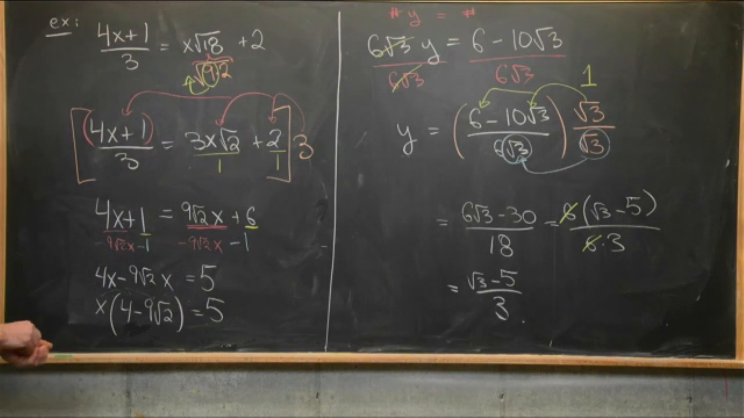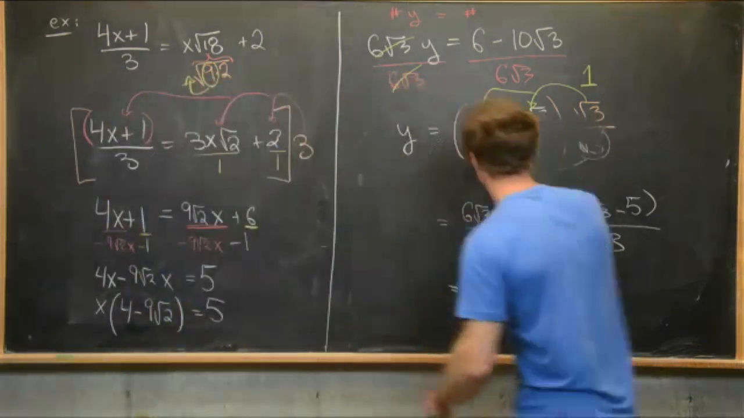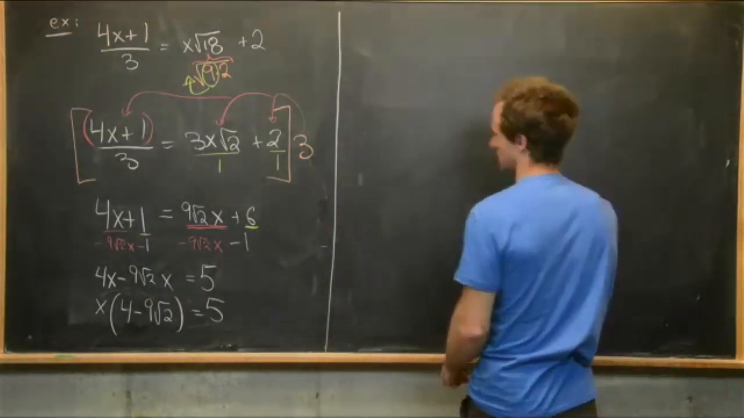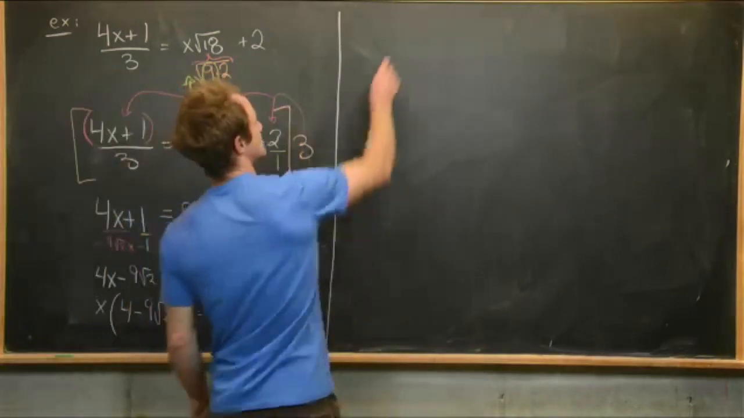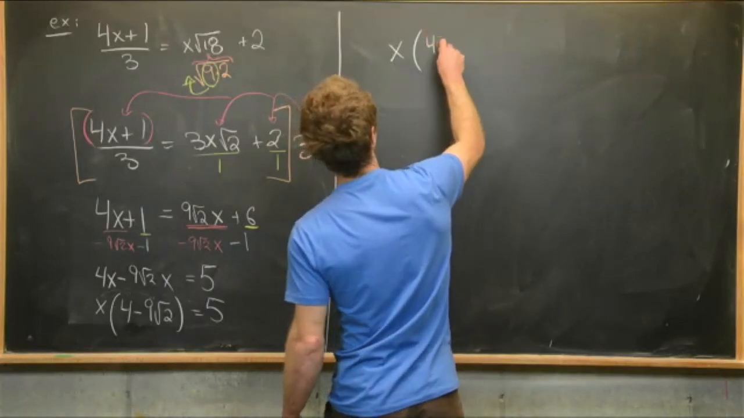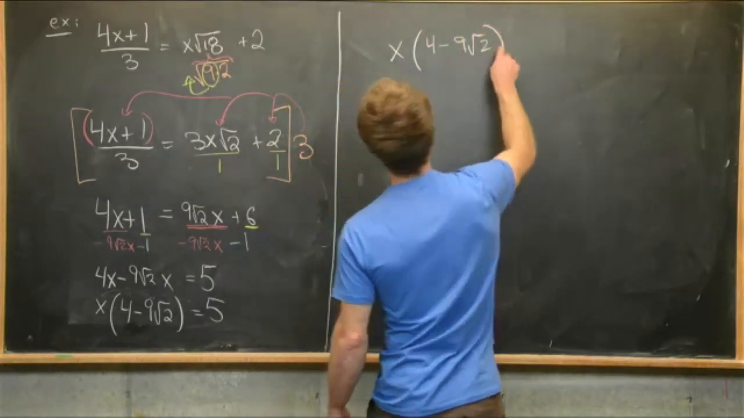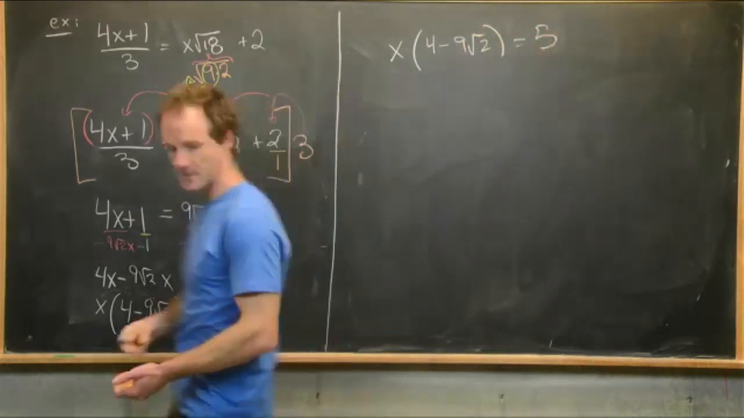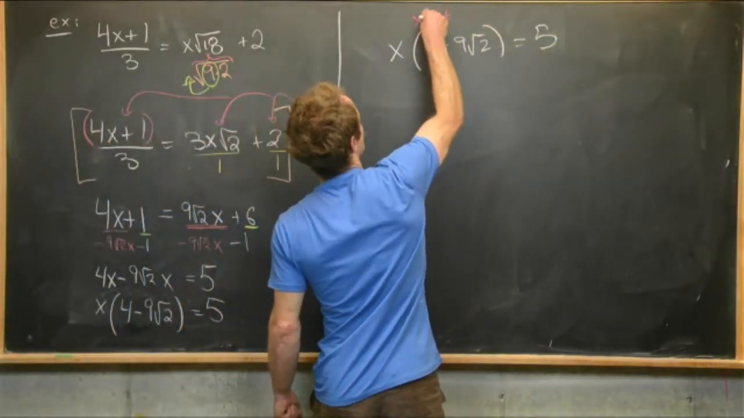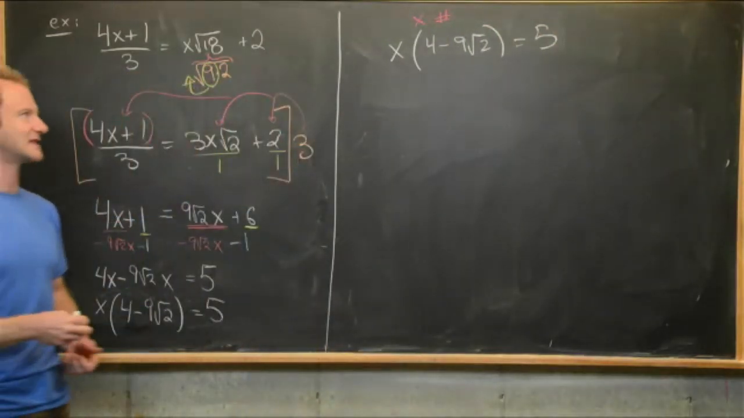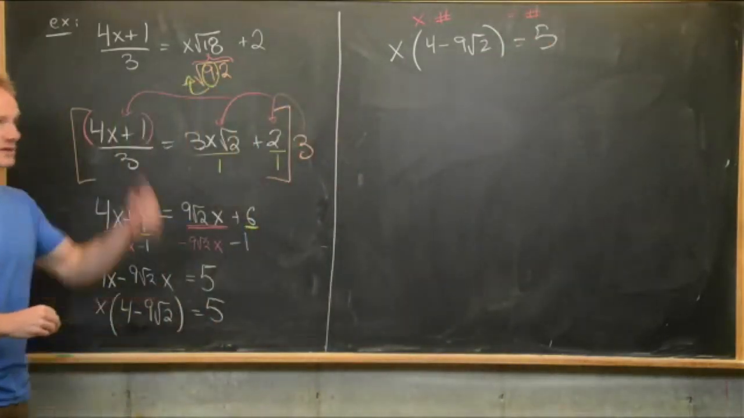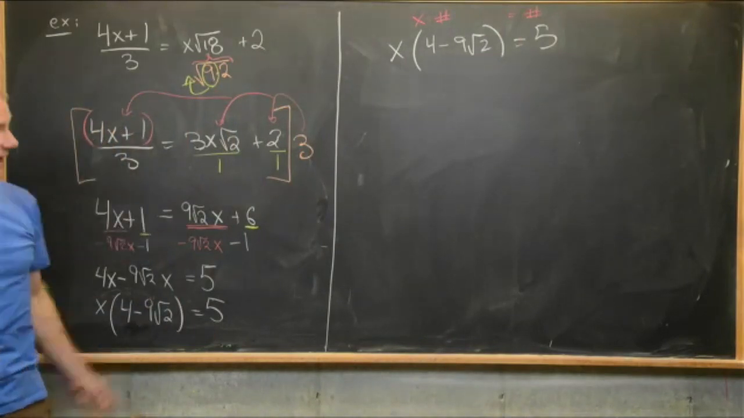But that is good because now I'm just going to copy this back up here. So just copying this back up, we have x times 4 minus 9 root 2, and then equals 5. Essentially what we have is the same thing as before. We have some number times x, equals some other number. It's just that the number is not very nice. It's this 4 minus 9 root 2 thing.